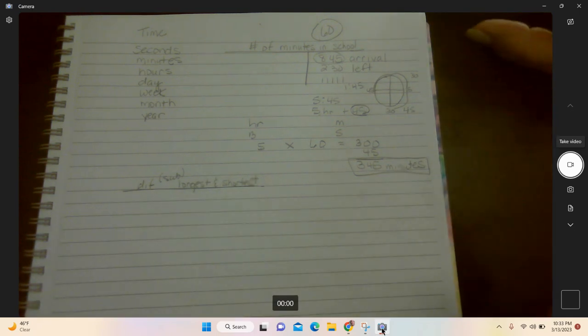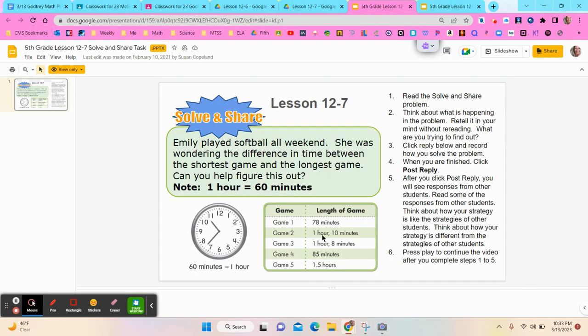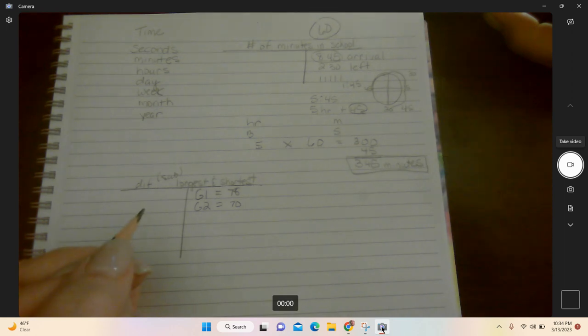All right, so now let's go back and attack the chart. The longest, that means I might need to do some switching out and figuring things out here. I probably need to put them all into minutes, and then I will know the best. The first one is 78 minutes, so I'm going to write down on my notes, G1 is 78, and that's already in minutes. G2 is 1 hour and 10 minutes. I know 1 hour is 60 minutes, so 60 plus 10 is 70. So game 2 is 70.